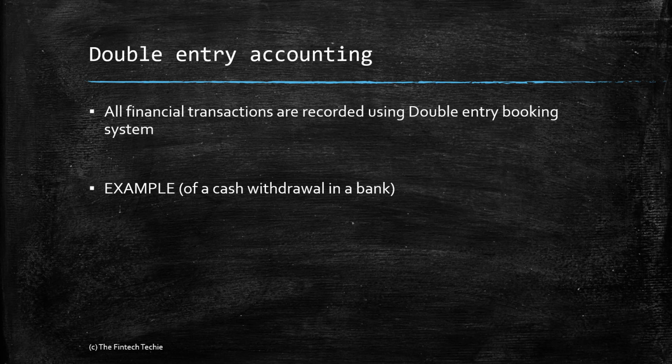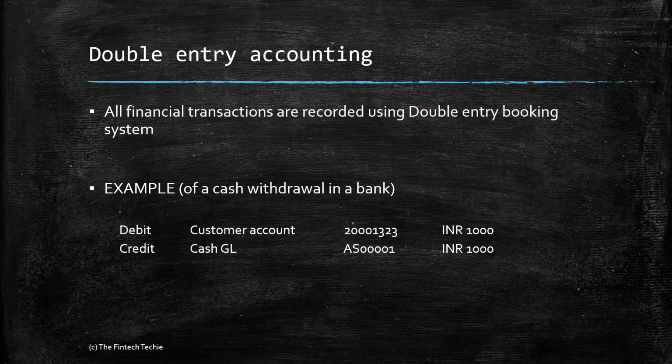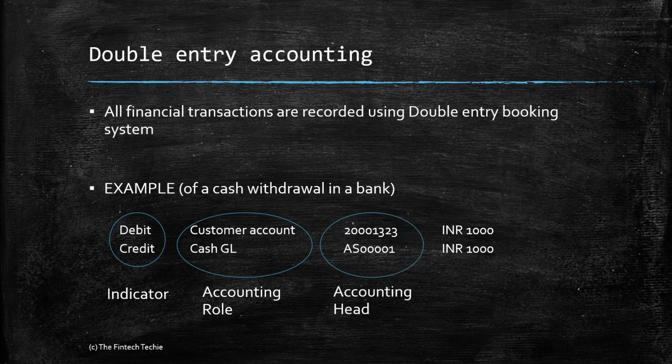So let's take the example of a cash withdrawal in a bank. You debit a customer account so and so, and you credit a cash GL with the GL code as AS0001 with the same amount. First is the debit credit, which is the indicator. Second, we have the accounting role. One case it is customer account, the other leg is the cash GL. The third one is the accounting head.